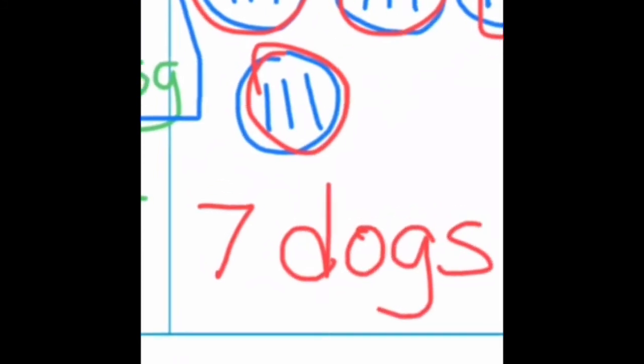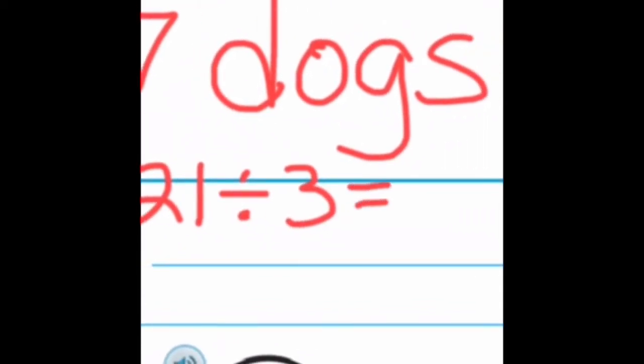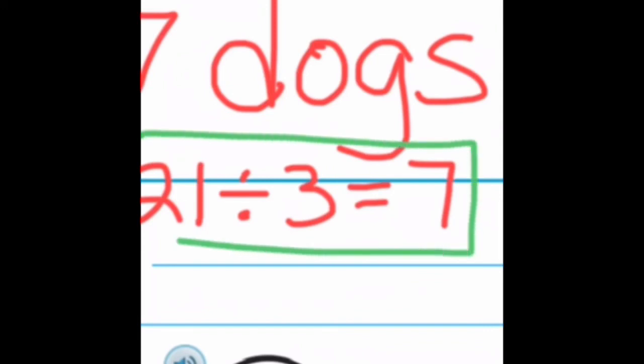Here's the cool part. Let me show you what you just solved. You just solved 21 treats. Each dog gets 3 treats. So 21 divided by 3 equals 7. You just solved that division problem. How cool is that? Here's one thing we need to remember, at least in 3rd grade for now, with division.